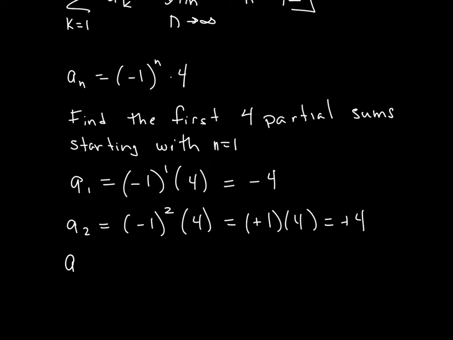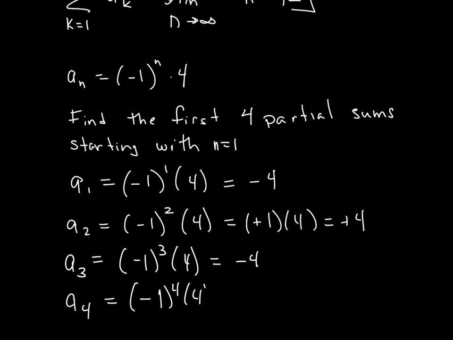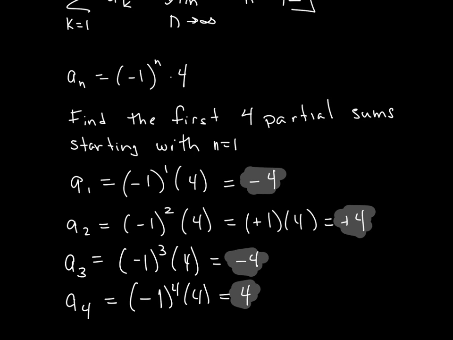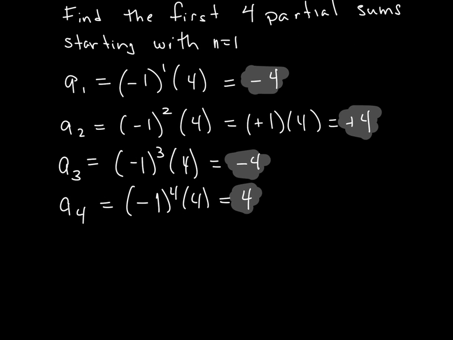The third term is negative 1 to the third times 4. That is equal to negative 4. And the fourth term is going to be positive. Negative 1 to the fourth times 4 is equal to 4. So you will see with this, what we have is an alternating partial sum. So what does the partial sum at 1 equal?